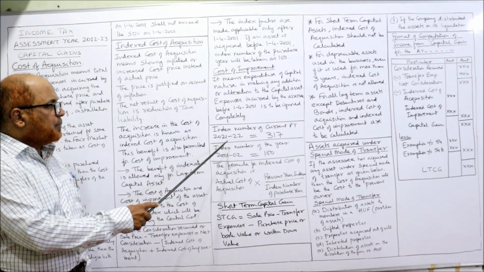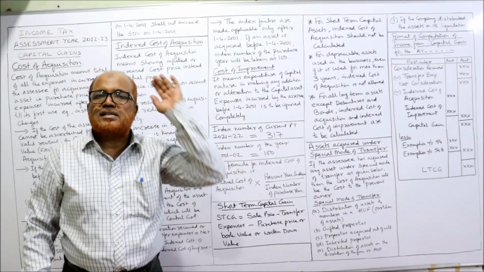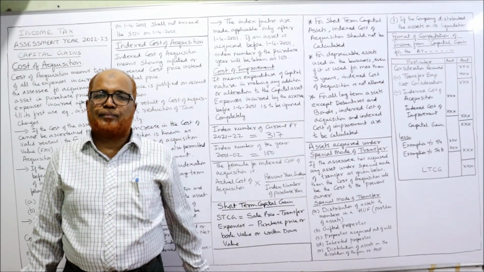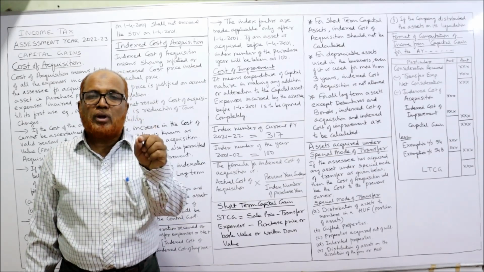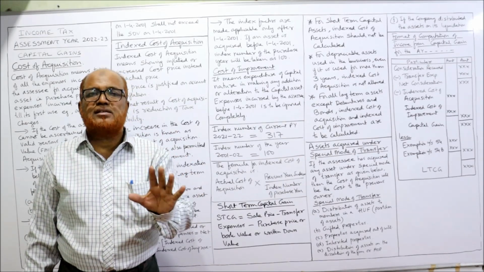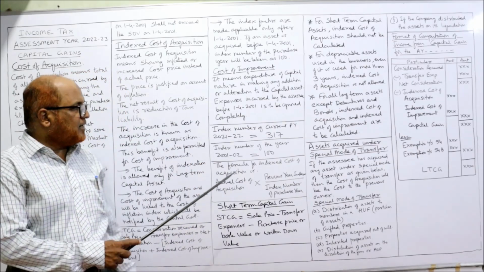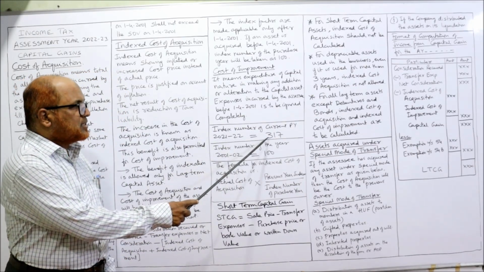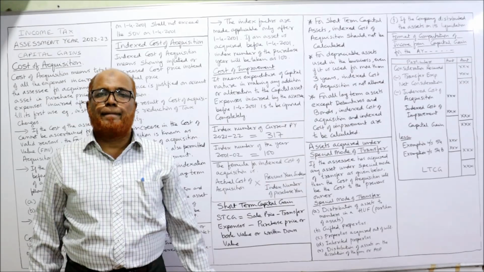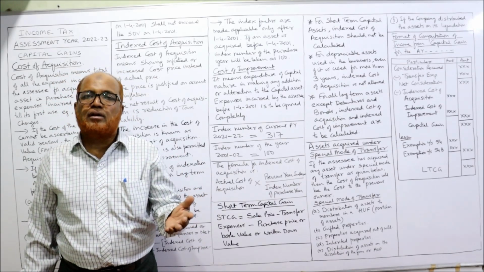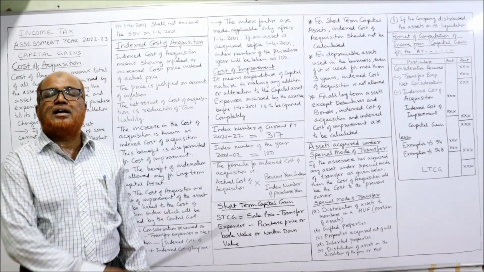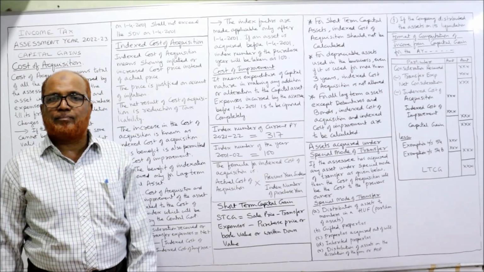Index number for current previous year. See here, our current assessment year is 22-23. The previous year is 21-22. So you have to remember the current previous year index number. The current previous year index number for 2021-22 is 317. This you have to remember. Sometimes it will be given in the problem in the examination, sometimes it may not be given.